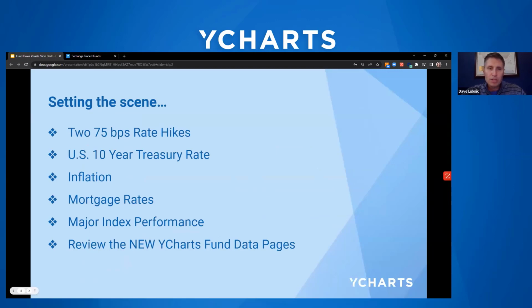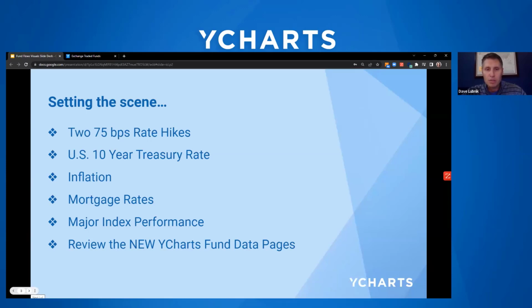So without further ado, let's dig in here. First off, let's set the scene. So we had a pretty interesting third quarter. Obviously, the Federal Reserve was active with two different 75 basis point rate hikes. As part of that, the U.S. 10-year Treasury rate increased from a low on August 1st of 2.6% up to nearly 4% at the end of September. And as we sit here today, it's north of that, closer to 4.25%.